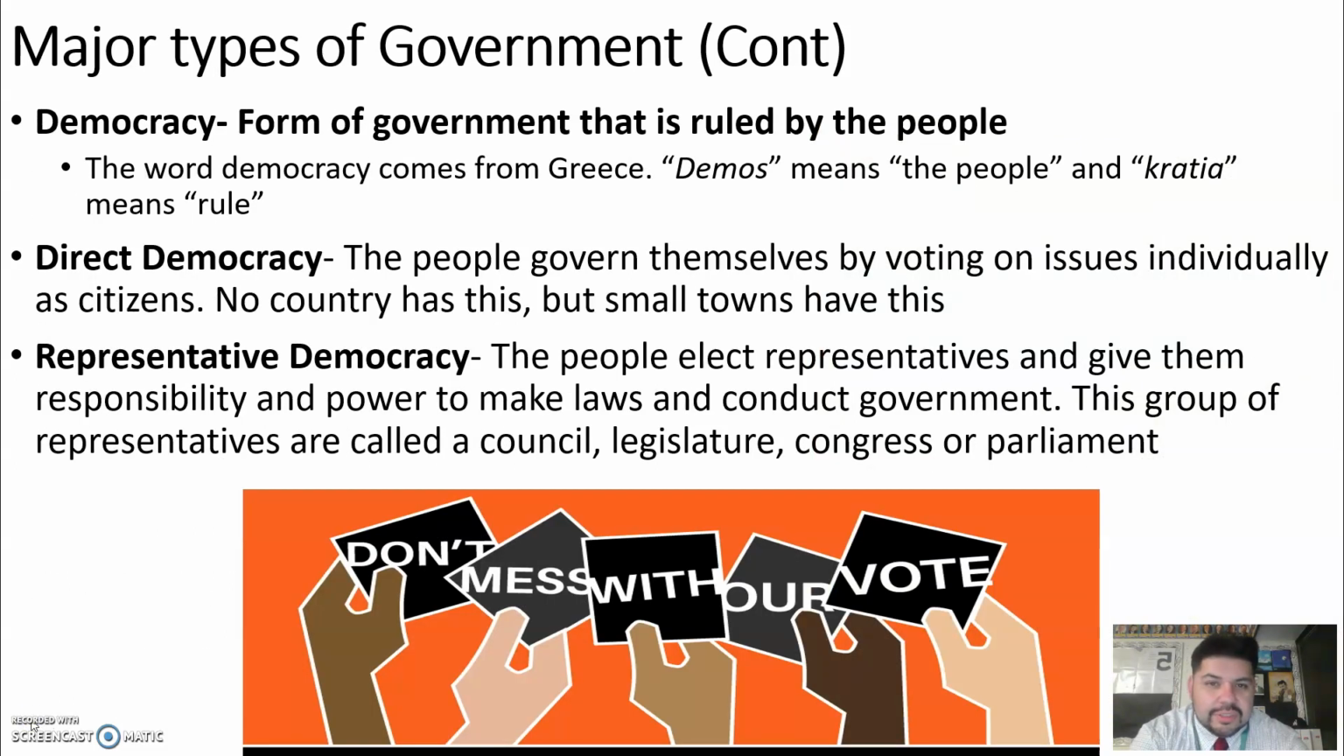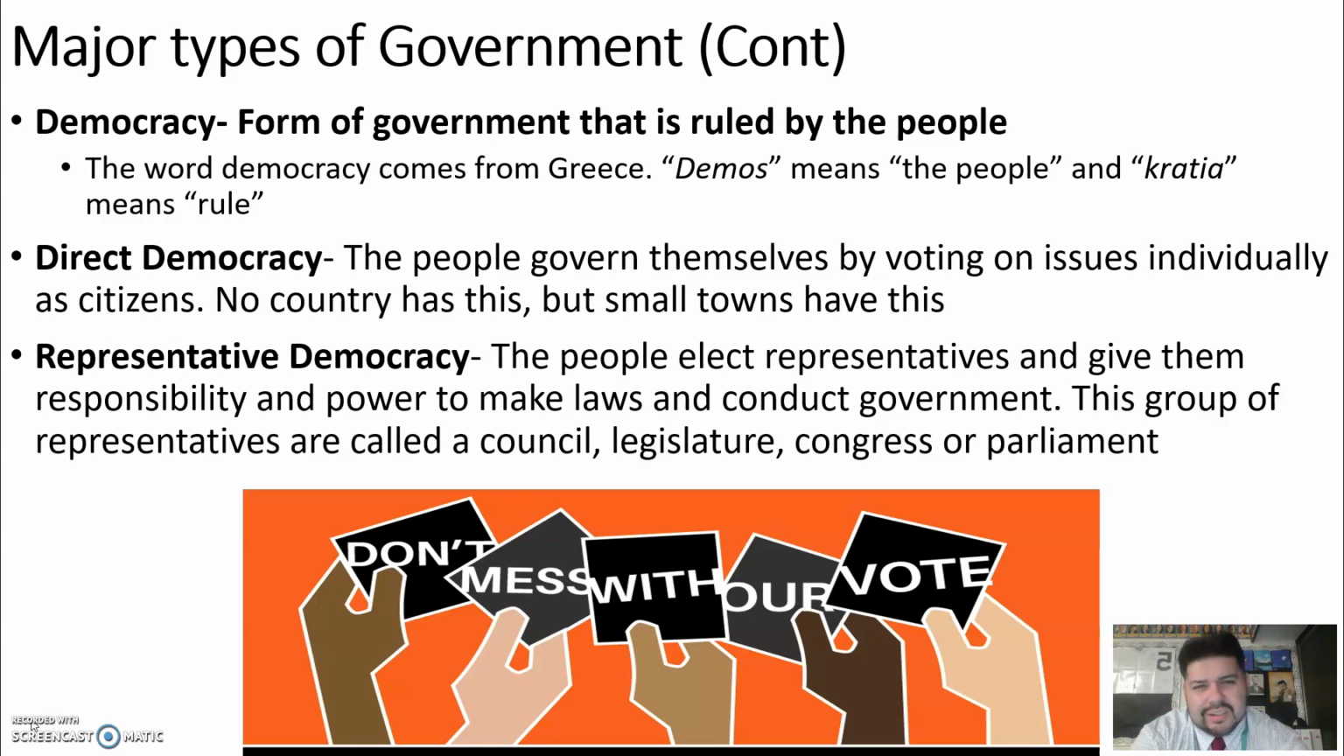All right, so now we come to democracy. Now, democracy is a form of government that is ruled by the people. You should have learned this from your world history class and your US history class. But the word democracy comes from the Greek. They're the ones who created it. Demos means the people, and kratia means to rule. So democracy literally means demos kratia, the people rule, quite literally.